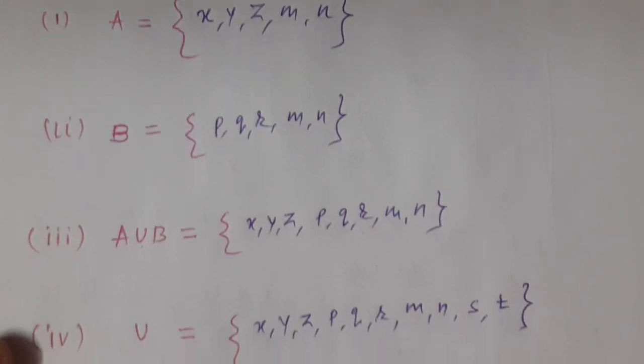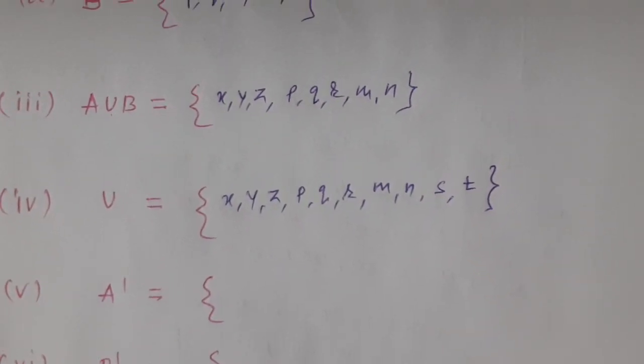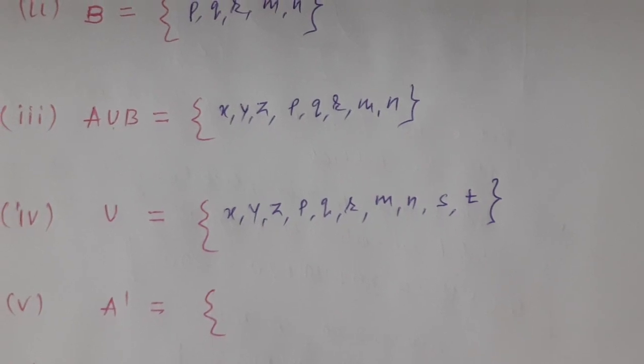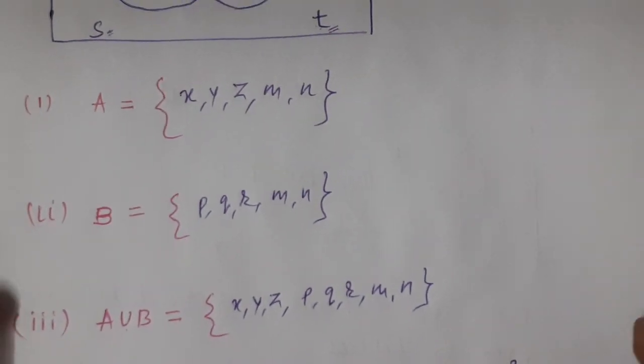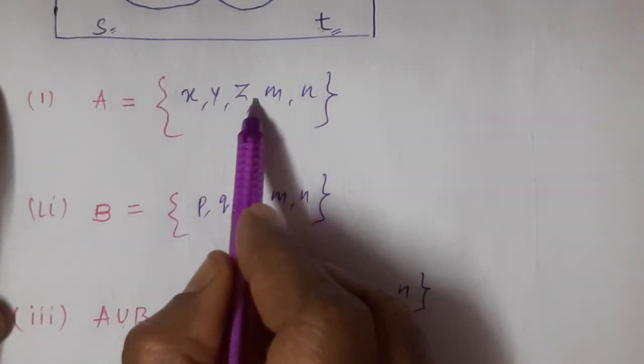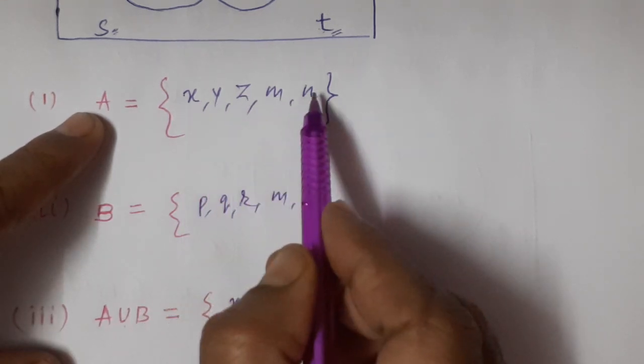Now we have to calculate the complement of A set. First of all you have to see what the complement of A set is. You know what the A set comprises of: the elements X, Y, Z, M, N.